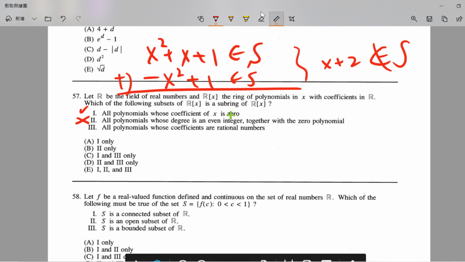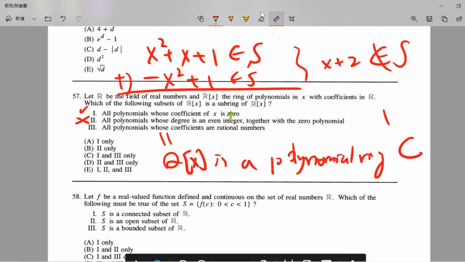And all the polynomials whose coefficients are rational numbers, this is okay, because Q[x] is a sub-polynomial ring. So it definitely is a subring of R[x]. So the answer is C.